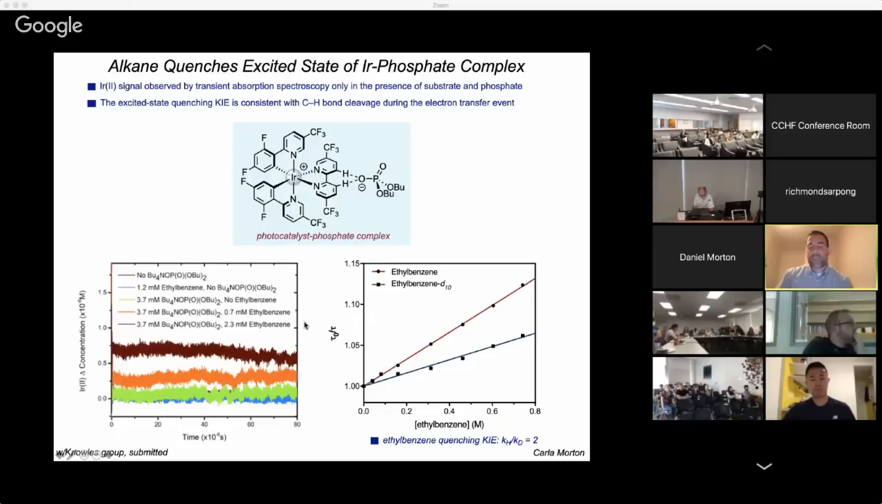And then to get some good evidence that the CH bond cleavage is involved directly in the electron transfer, we looked at ethylbenzene and deuteroethylbenzene using some time-resolved photoluminescence studies, and you can see here that there's a quenching KIE. So the quenching of the excited state involves that CH bond cleavage step directly in the electron transfer event.